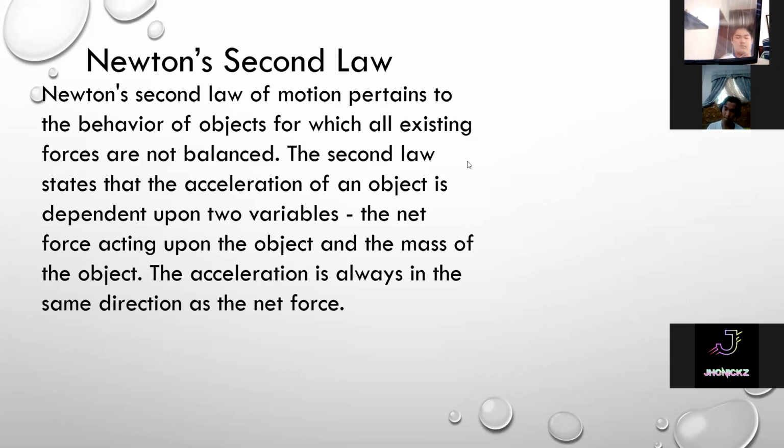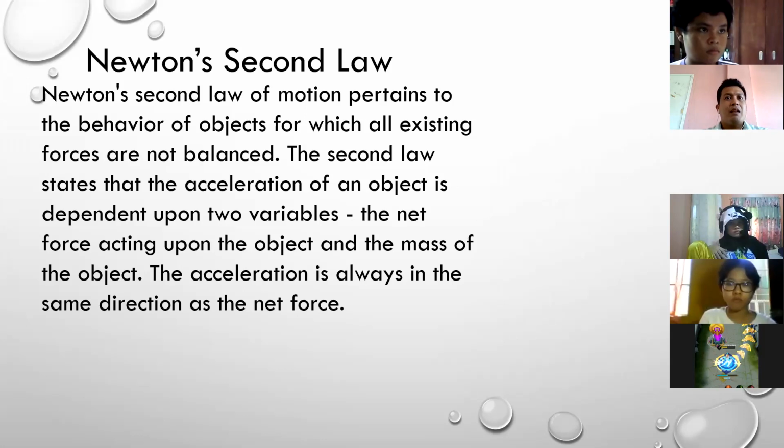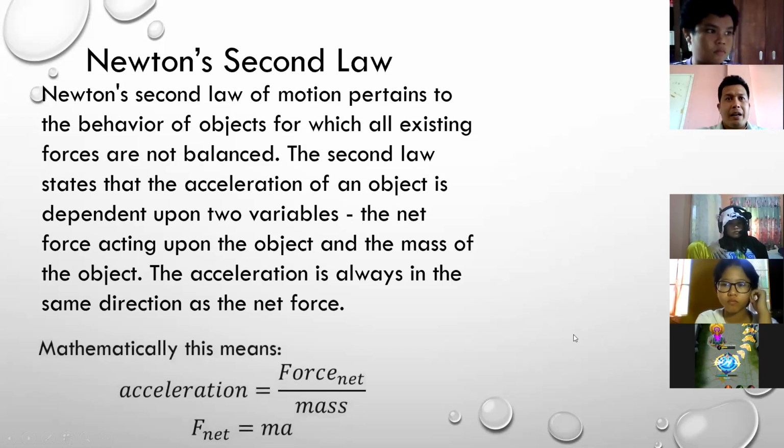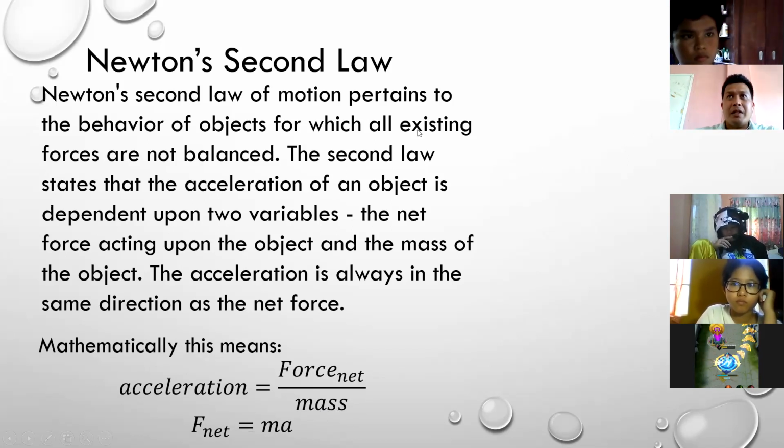Okay, so the second law of motion again states that the acceleration of an object is dependent on two variables: the net force and the mass of the object. With this, we can generate a formula for acceleration. The mathematical formula for acceleration is the net force divided by the mass. Acceleration is directly proportional to force, but inversely proportional to mass.